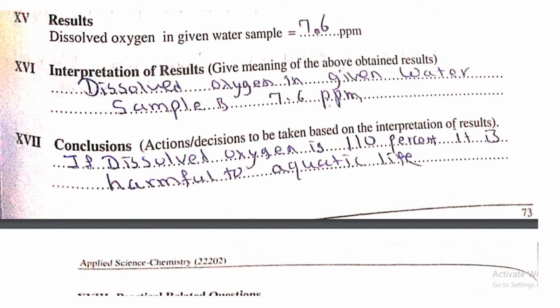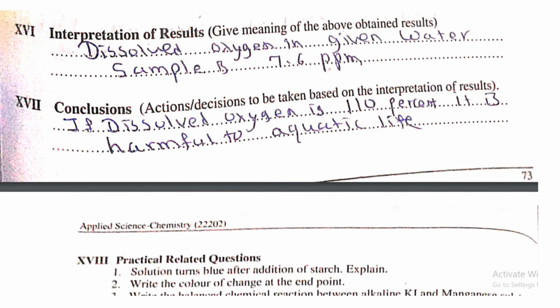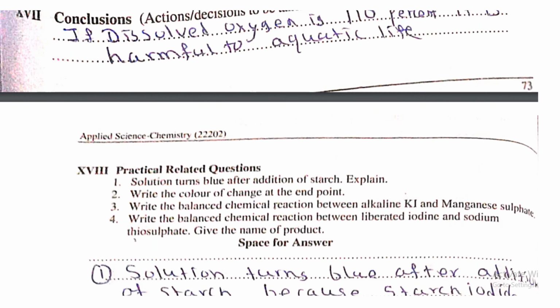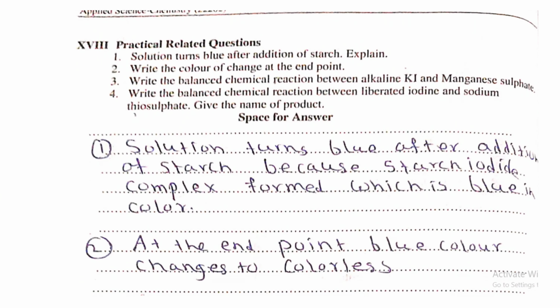This is the interpretation of result and conclusion. If dissolved oxygen is 110%, it is harmful to aquatic life. Then practical related questions and answers are given.